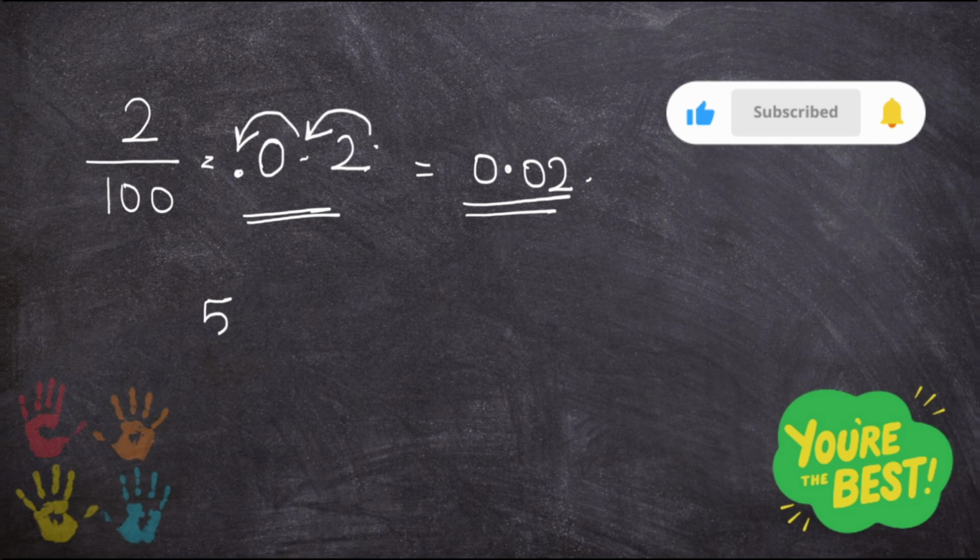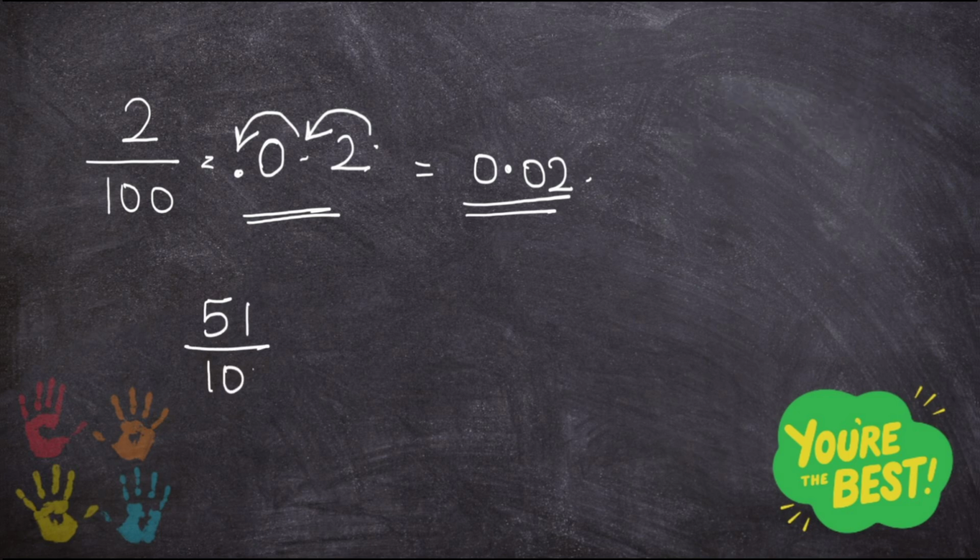Now I want you all to try this with me. 51 upon 100. 51 I'll write. Now I am not going to make arrows and all, okay? Because I believe you have understood this. So how many zeros are there? 2 zeros. Skip 2 digits from the left and put the point. And since you cannot leave the point as it is, write 0 before it. So it will be 0.51.